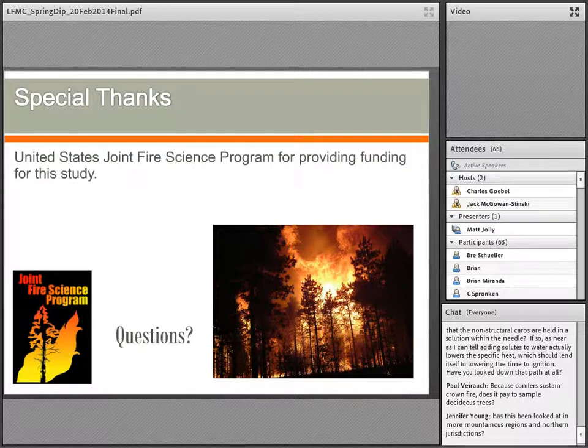Jennifer Young just has a question. Says, has this been looked at in more mountainous regions and northern jurisdictions? And Jennifer, we've seen very similar things in our lodgepole pine sites here, and they actually range from elevations from about 4,000 feet to 7,000 feet or so.